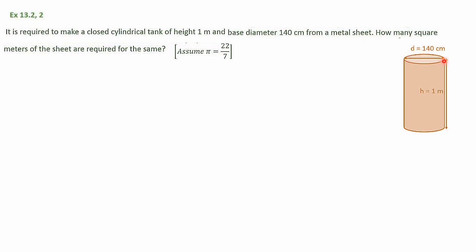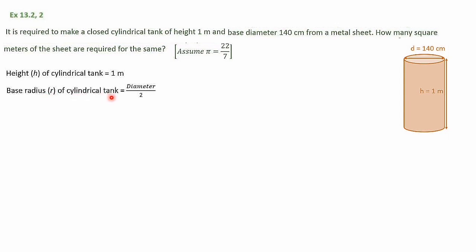So there are three surfaces. One is at the top circle, and at the bottom there is one more circle, and there is a curved portion. So if you know all these three areas, we can say that it is the total surface area of the cylinder. The total surface area of the cylinder will be same as this required metal sheet, area of the required metal sheet. Here height of the cylindrical tank is given to us 1 meter.